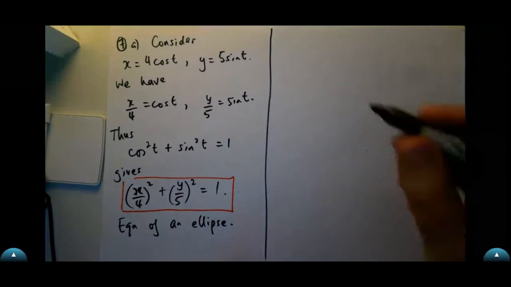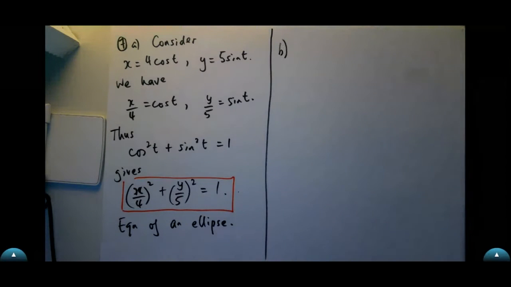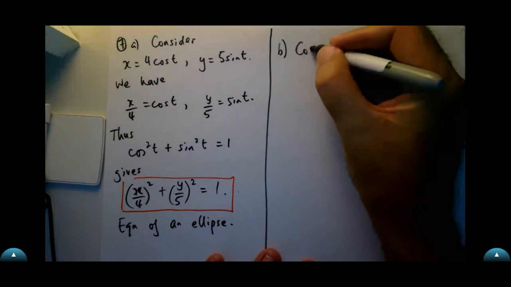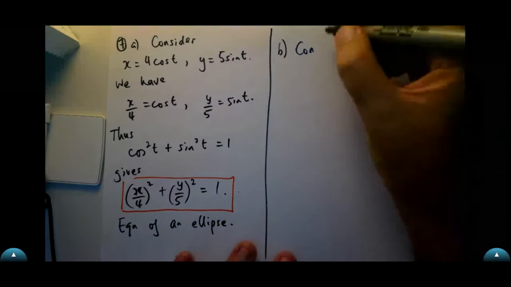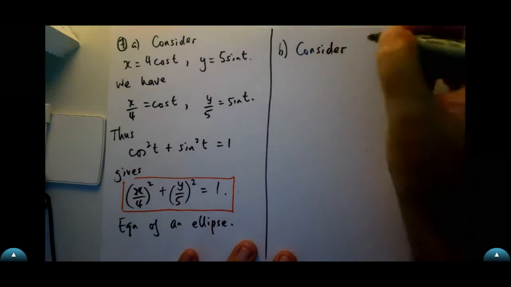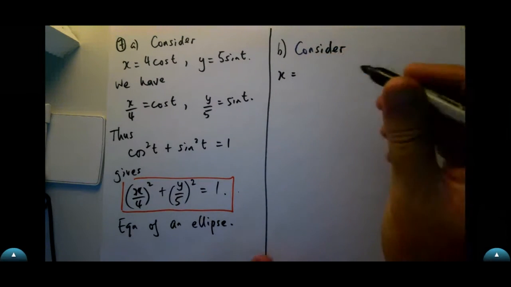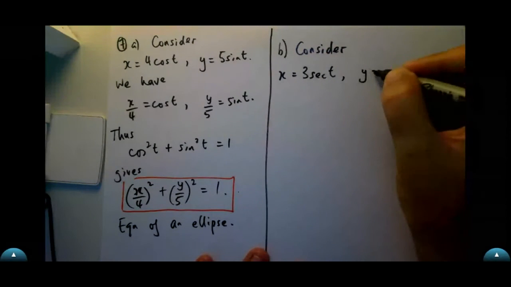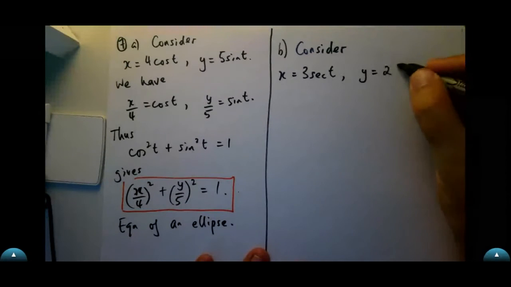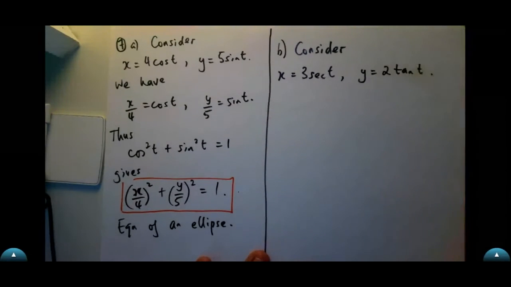All right, let's continue on this path and we can do part B. Part B is the following. Here we go. All right, so now we have some slightly different equations. We've got 3 sec t and 2 tan t.